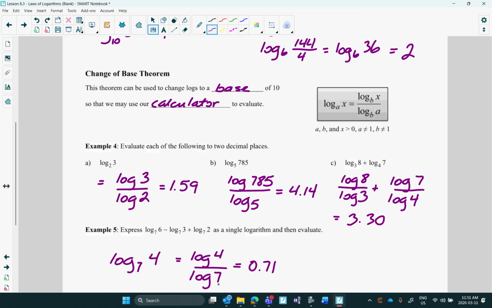Just wanted to add that. Like I said, the last page are just the proofs of everything we did today.